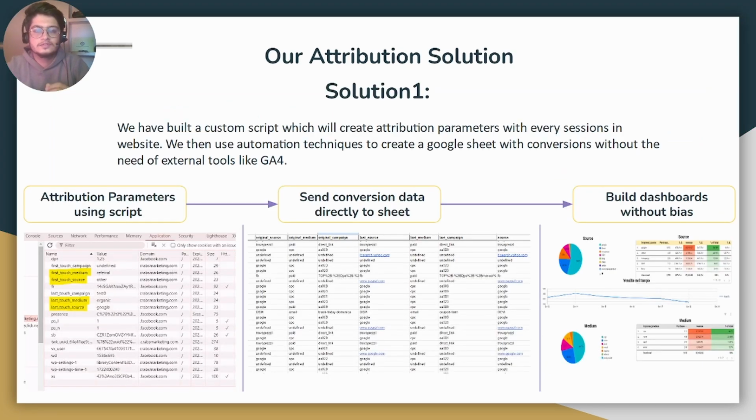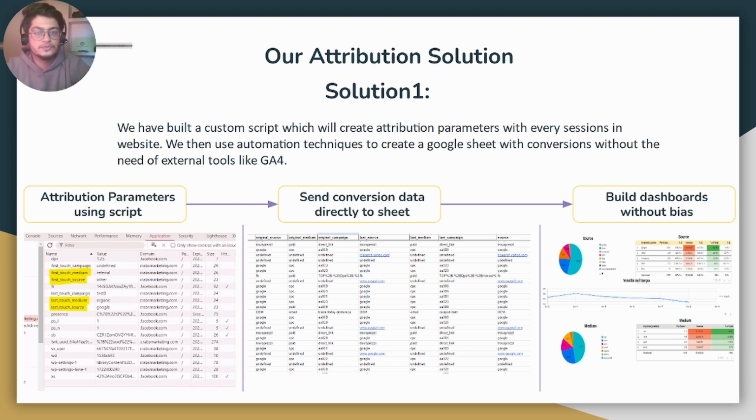I have prepared a solution to create a custom attribution model which is unbiased, and I will explain how I created it step by step. So let's look at this. At the first step, I have prepared a script which can be injected into your website and creates first party cookies which will store your attribution values, as you can see on the screen. The first touch source, the first touch medium, here other referral, and last touch source, last touch medium, here organic, Google. These are the first party cookies that I have created, and you can store the values of the attribution parameters in them.